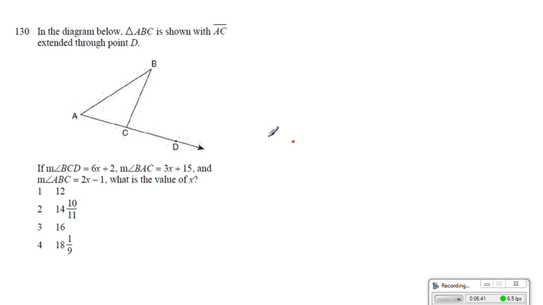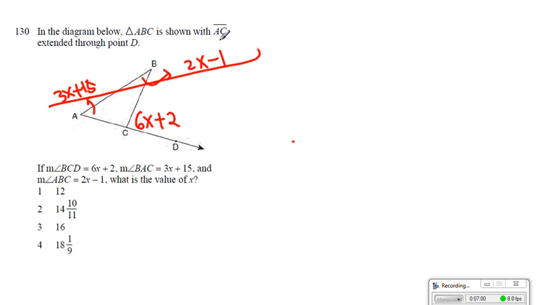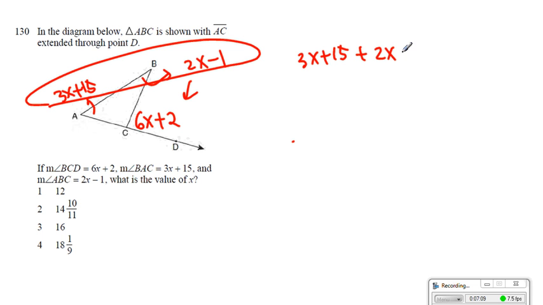Okay, here, same way as before. Angle BCD here becomes 6x plus 2, and BAC, which is this portion of the angle, is 3x plus 15, and the other portion of the angle, ABC, becomes 2x minus 1. That means when you add up these two angles, it must be equal to the measure of the exterior angle. So 3x plus 15 plus 2x minus 1 must be equal to 6x plus 2.